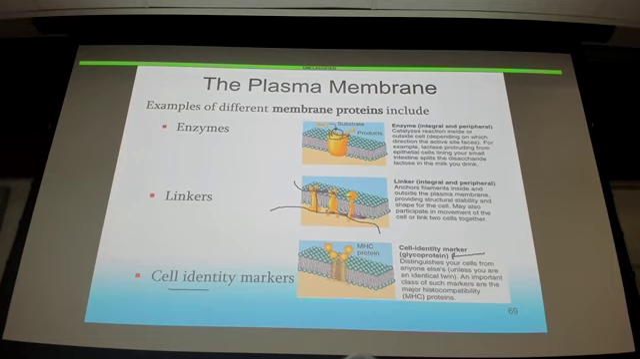Every cell in your body can be identified by your body. If it is not identified, guess what's going to happen to that cell? Your immune system is going to attack it. It's going to try to kill it. So these identity markers help to have recognition.